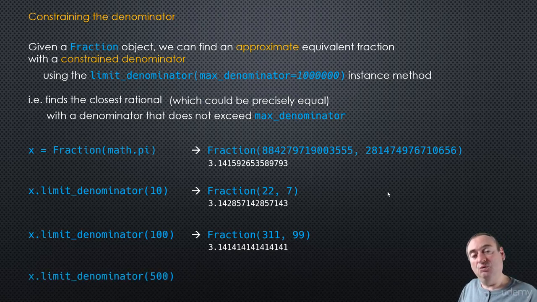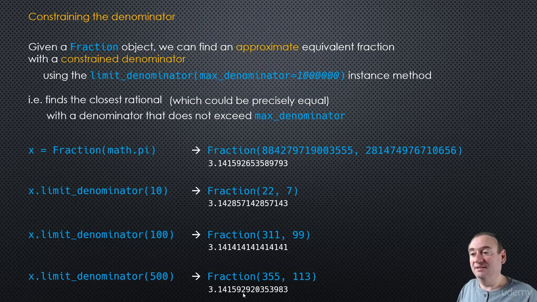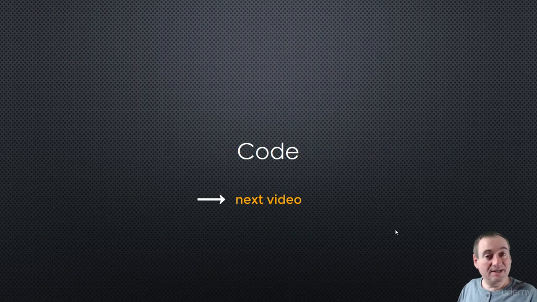Let's say we go with a denominator no greater than 500. Then this, 355/113, is a closer approximation of pi, with the constraint that the denominator be no greater than 500. If we evaluate that, we get 3.141592, and this is where we match all the digits up to this 92 over here. Okay, and you can keep bumping up that limit. So let's take a look at some code and see how all that works.